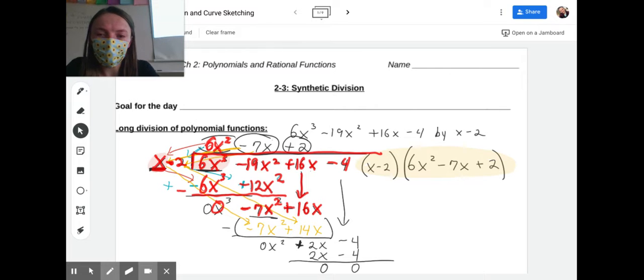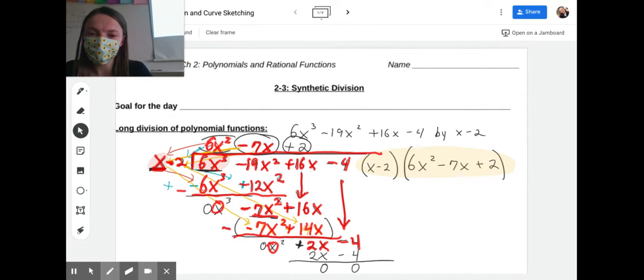So the next question is, okay, x times what is negative 7x squared? Well, negative 7x times x is negative 7x squared. After that, I multiplied negative 7 times negative 2, which is positive 14x, and then I subtracted again. So negative 7x squared minus negative 7x squared is just 0. 16x minus 14x is going to be 2x. And then I brought the negative 4 down.